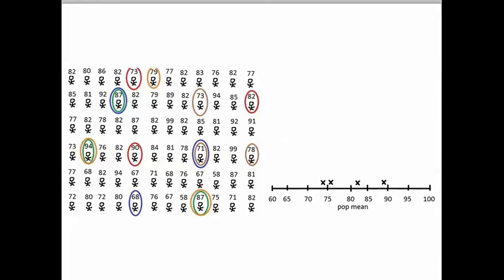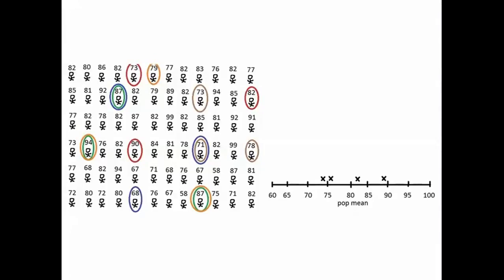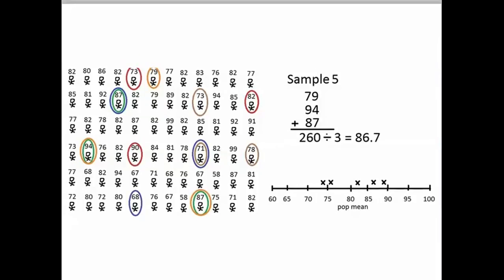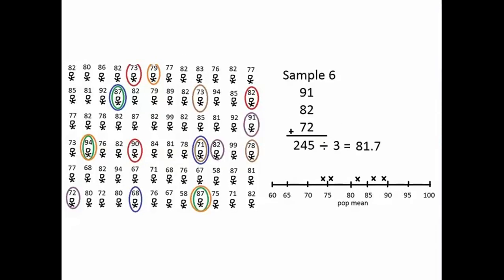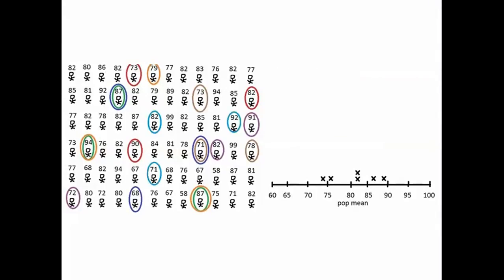These students in the orange circles are another possible sample of 3 students that could be chosen, and they have their own sample mean, which is 86.7. We're just looking at a few other possible samples.